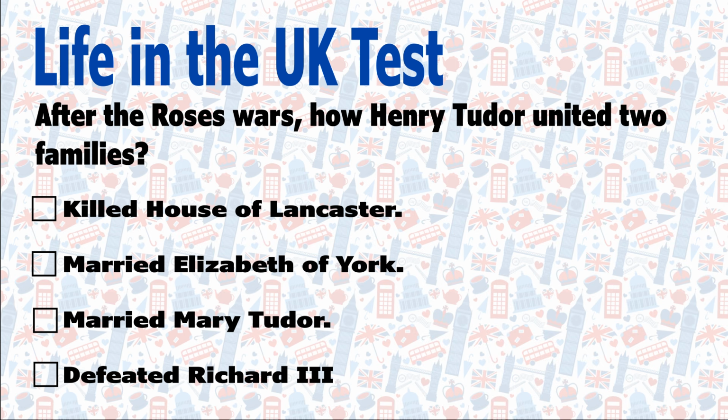After the Wars of the Roses, how did Henry Tudor unite the two families? Killed the House of Lancaster. Married Elizabeth of York. Married Mary Tudor. Defeated Richard III. To bring peace, Henry Tudor married Elizabeth of York, who was King Richard III's niece. This marriage united the two families and created the House of Tudor.